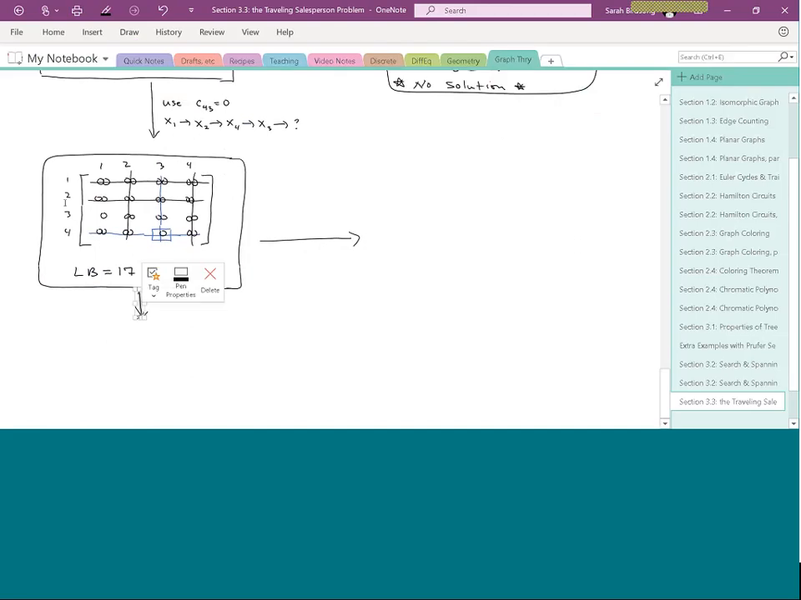And actually let me make this arrow a little bit longer here. That didn't work well for me at all, did it? There we go. All right.